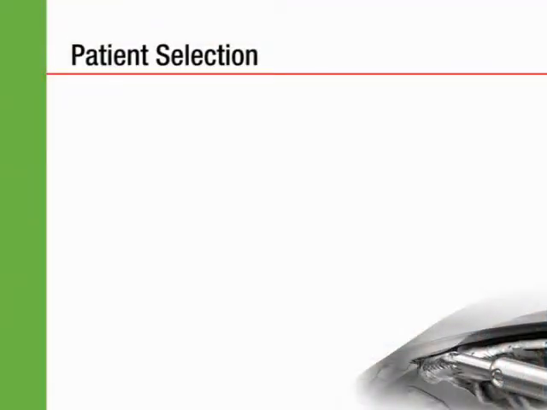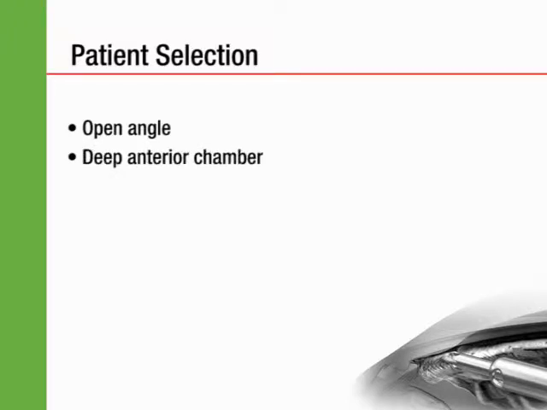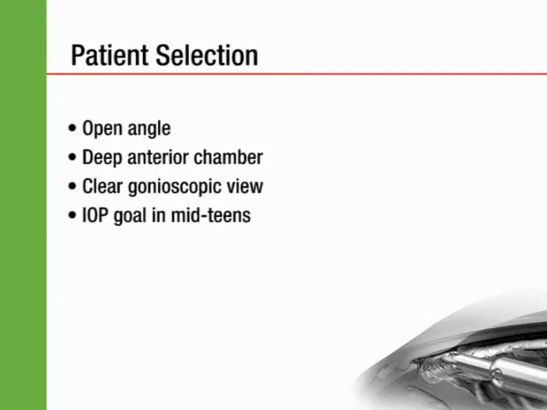Patient selection is critical for success with the Trabectome. There must be an open angle with a clear gonioscopic view and a deep anterior chamber, which can be maintained with irrigation. The structures of the angle must be clearly viewable through a gonioscopic lens. The intraocular pressure goal should be in the mid-teens.